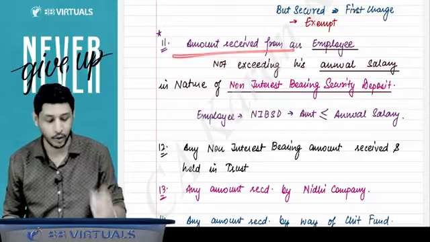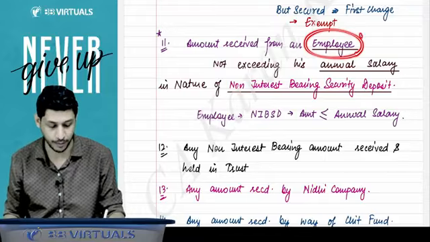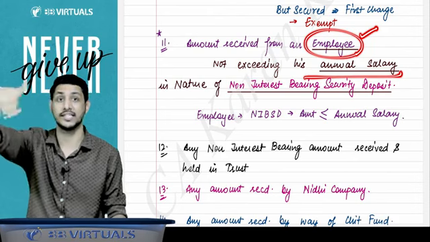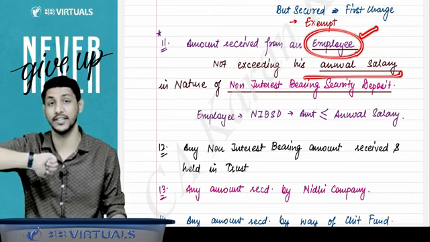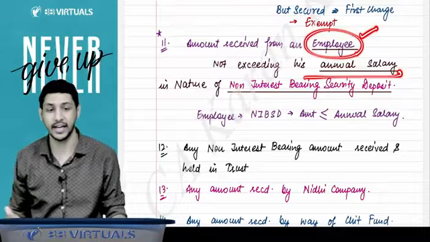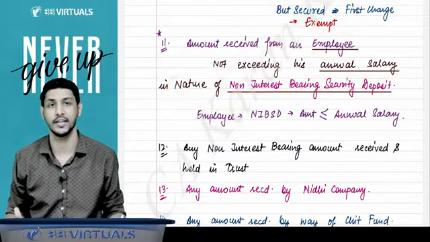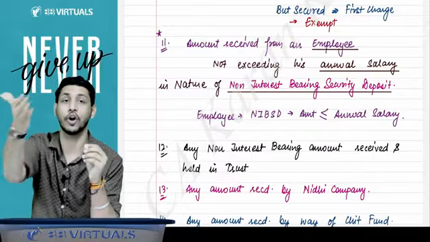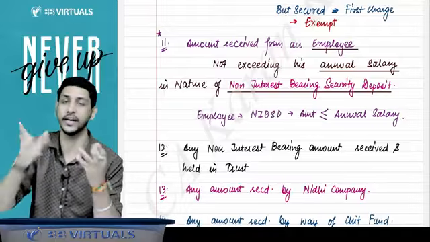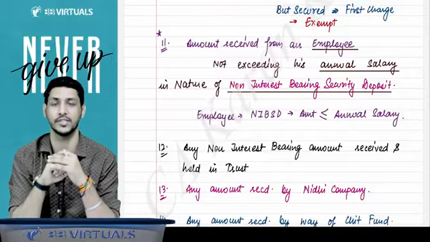Then the next point, if an amount is received from an employee, that amount must be received from the employee not exceeding his annual salary. If that amount exceeds his annual salary, we will consider it as a deposit. The amount must be received from an employee, it must not exceed his annual salary, and it must be in the nature of a non-interest bearing security deposit. That means any interest should not be payable to that employee. It is a security deposit, but no interest shall be payable on that security deposit. It is a non-interest bearing security deposit.